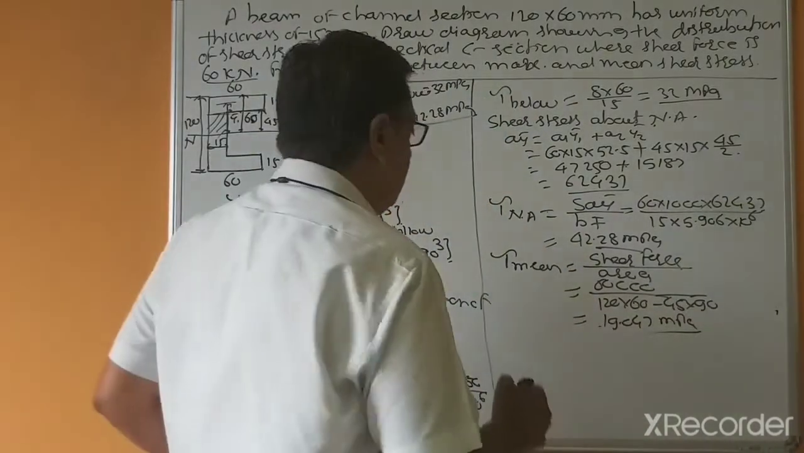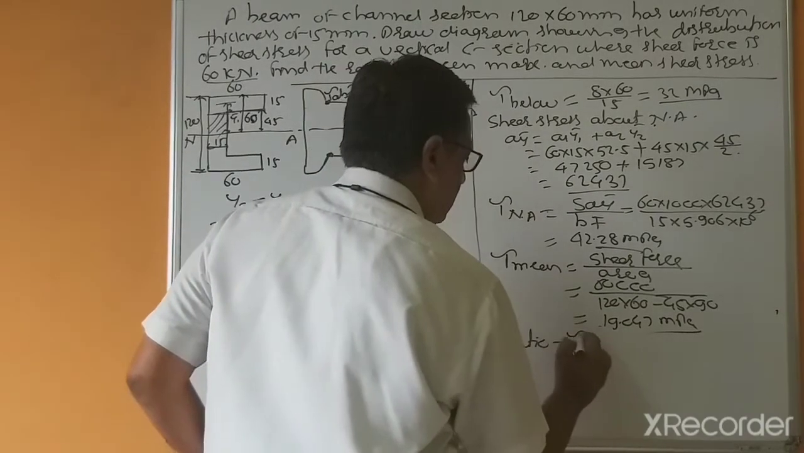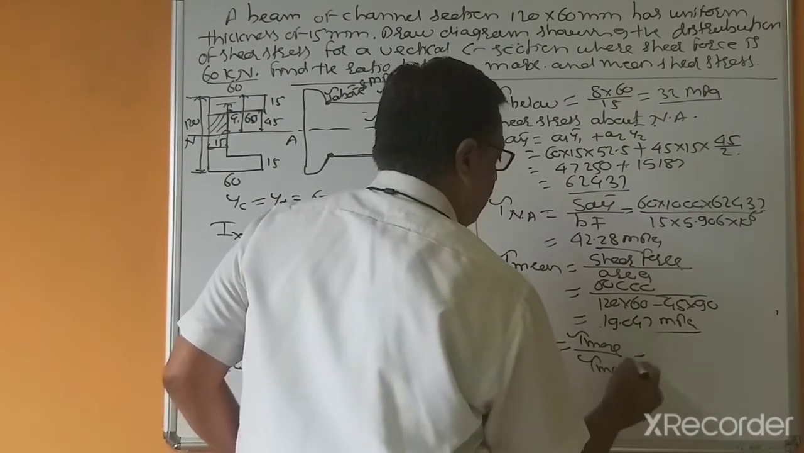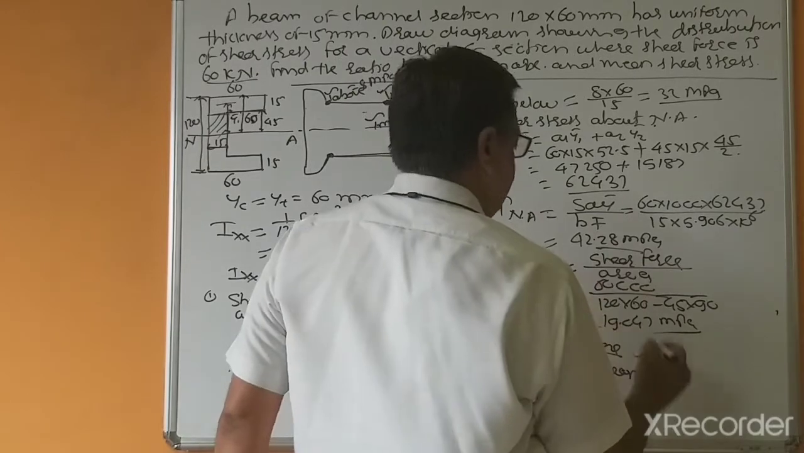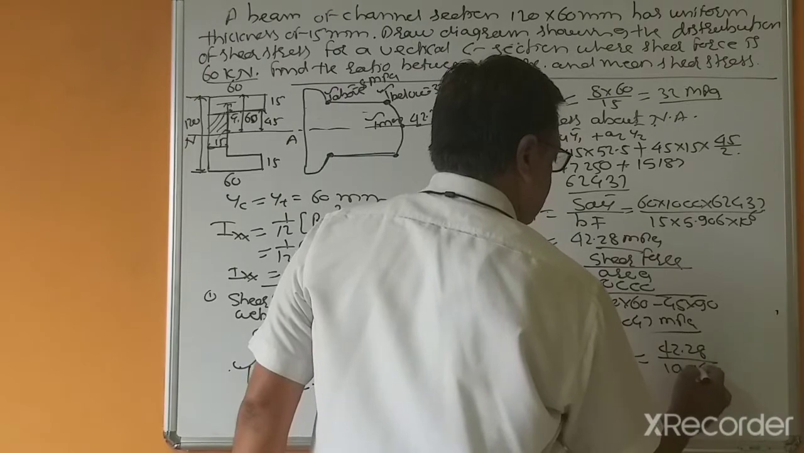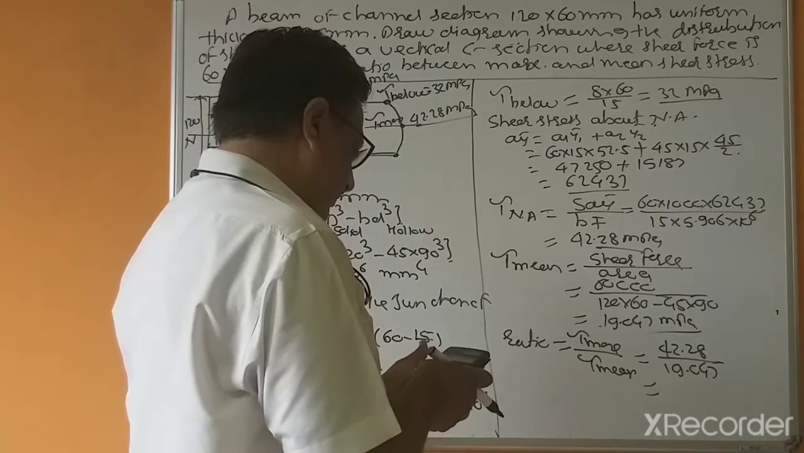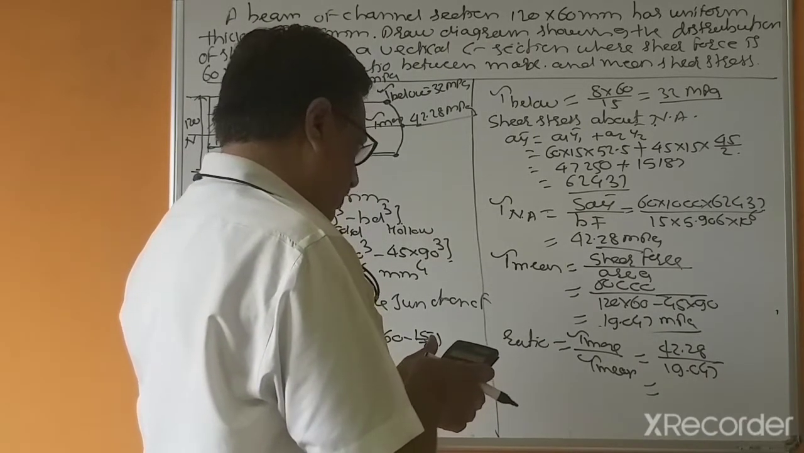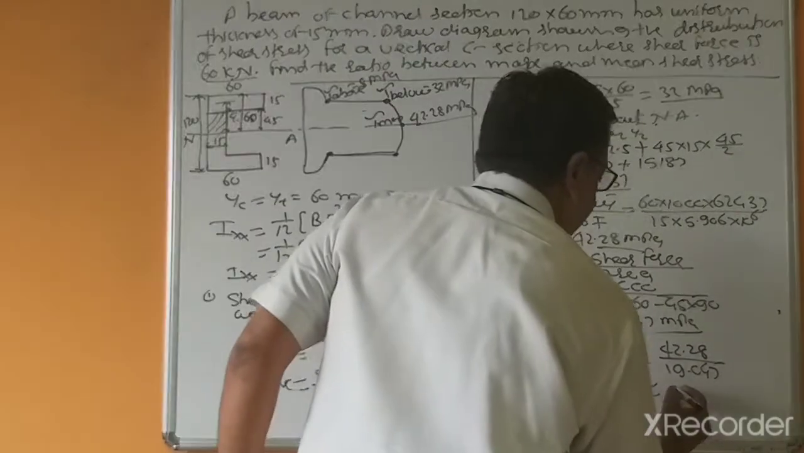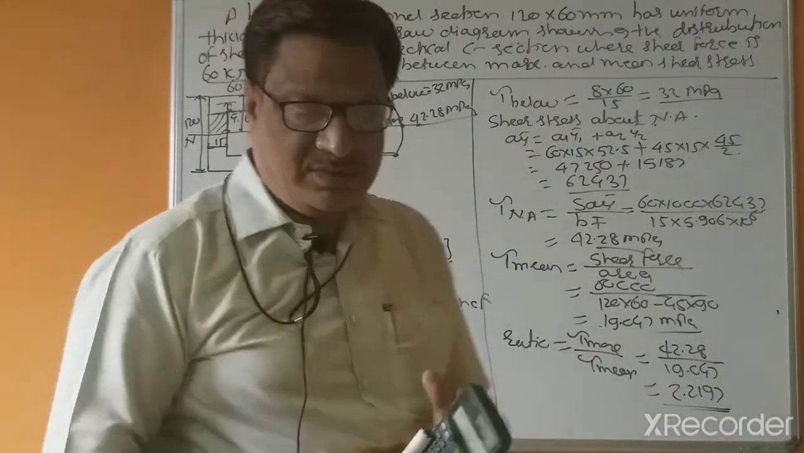megapascal, and ratio equal to maximum divided by mean. So maximum equal to, that is 42.28 divided by 19.047. So this is equal to 2 point something, 2.2197. This ratio equal to, this is your expected answer.